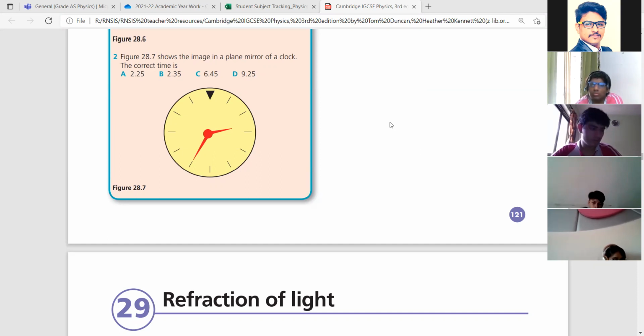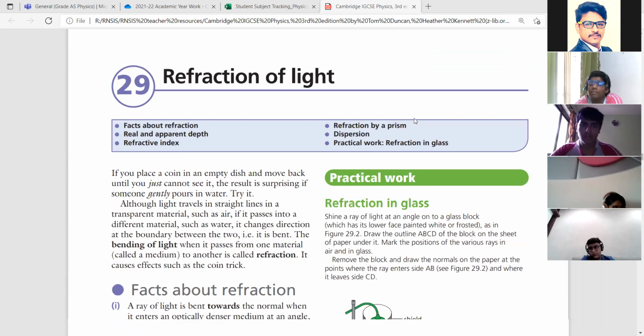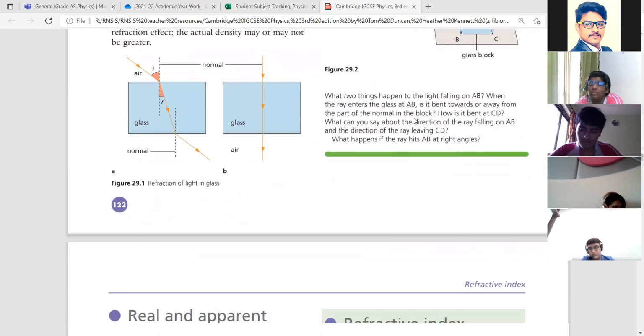Clear? It is again not called absorption, rather the phenomenon itself is called refraction whenever it changes the medium. Let's move forward.